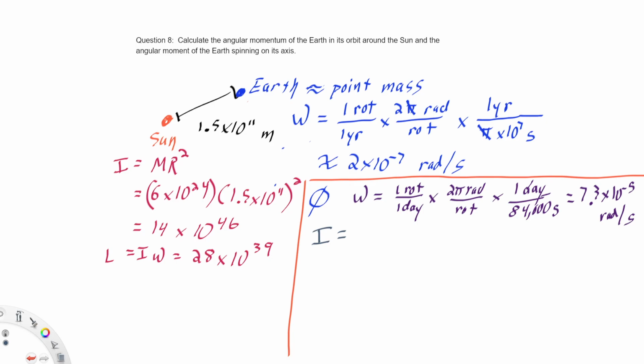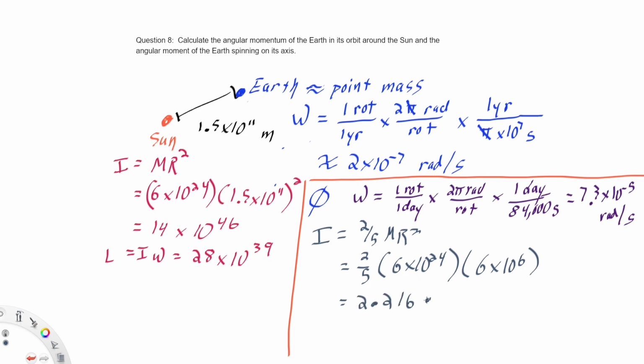Okay, so the Earth is a solid sphere. So we need to look up the moment of inertia for it, and the moment of inertia for a solid sphere is 2/5 mr squared. So 2/5. The mass of the Earth, as before, is 6 times 10 to the 24. The radius of the Earth is 6 times 10 to the 6 meters. Right? And of course, 6 cubed is 216. So we have 2 times 216 times 10 to the 36 over 5.